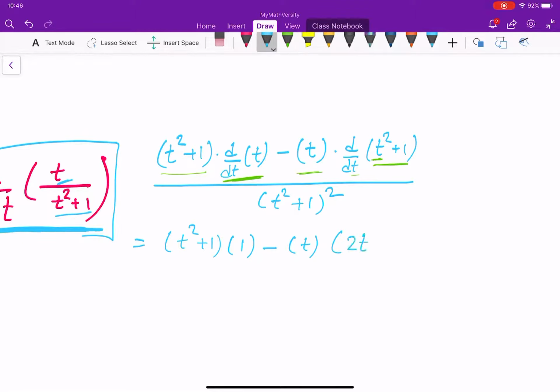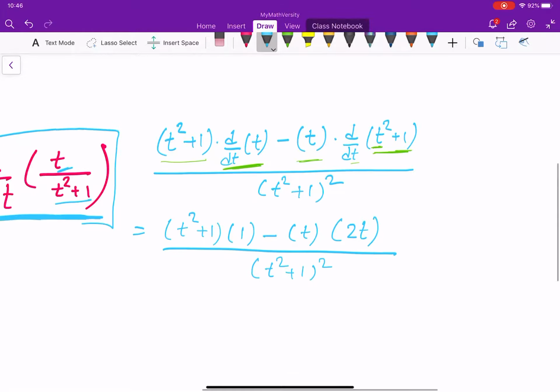2t, right? Okay, and what is the derivative of 1 with respect to t? 1 is a constant, so the derivative of that will be 0. So okay, then this is just 2t, the derivative of t square plus 1, and everything under that will be the square of the denominator.